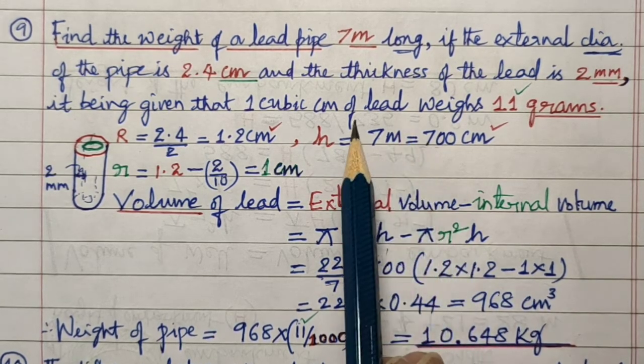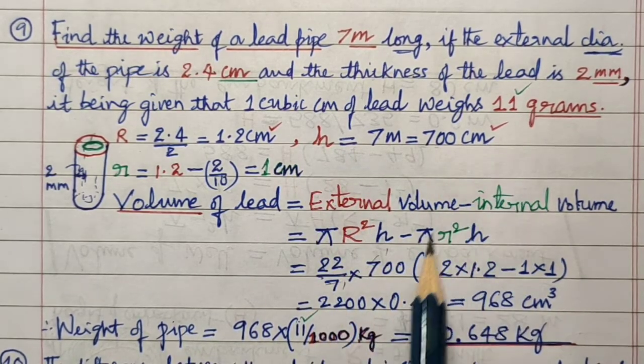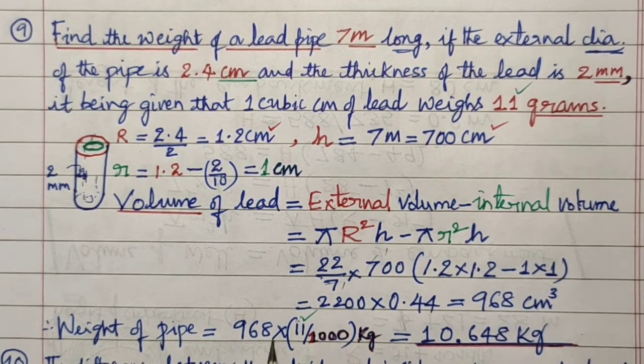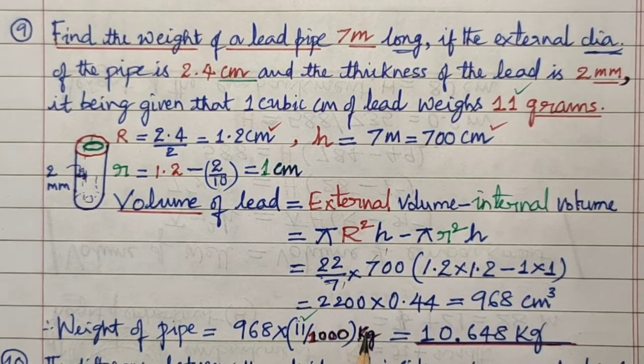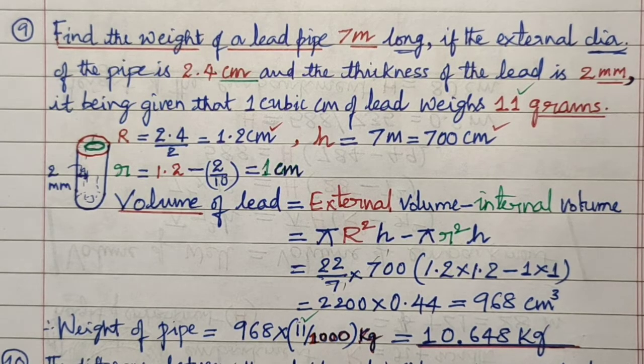This is the volume of the lead. They were given that the weight of 1 cubic centimeter of lead is 11 grams. Then multiply with this 11, that will give 968 into 11. To convert that into kgs, divide that by 1000. So the total weight of the lead is 10.648 kgs.